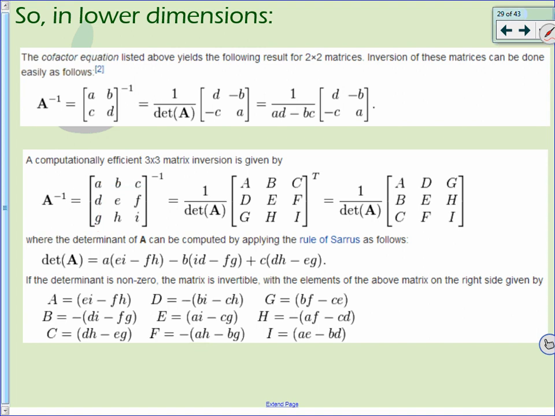Capital B, I cross out the column and row that B is in. It generates the matrix D F G I. So the determinant of that matrix is DI minus GF. But because B is a negative in our checkerboard pattern, it's negative DI minus FG. So that's B's cofactor. Okay, C's cofactor. Cross out the row and column that C is in. It's DH minus EG, right here. But we're on the positive. It's plus minus plus. And then we just go down to the next row.